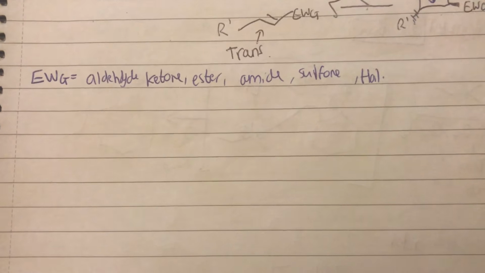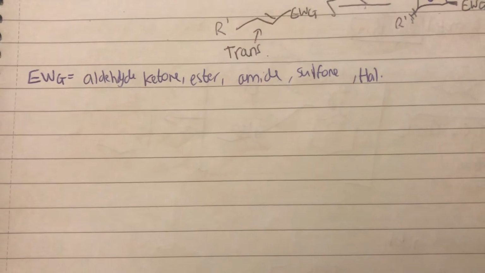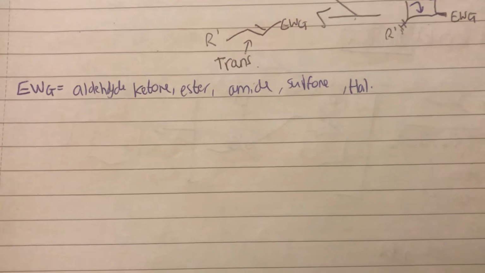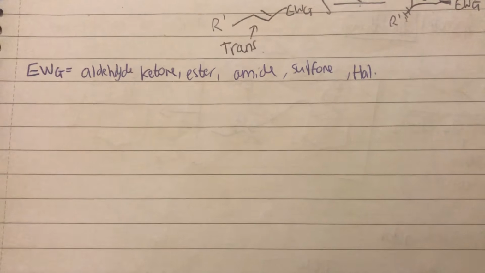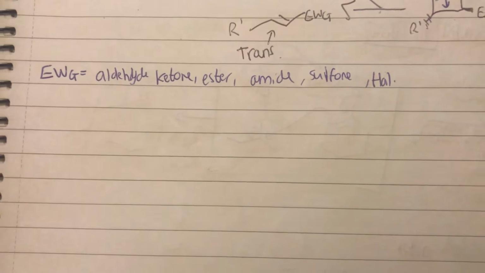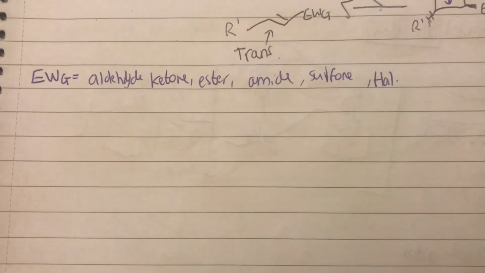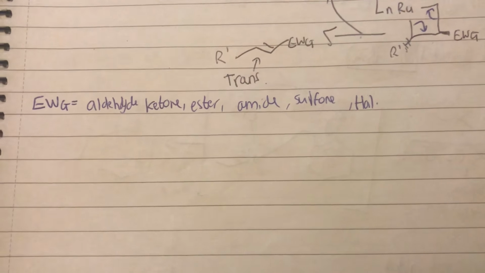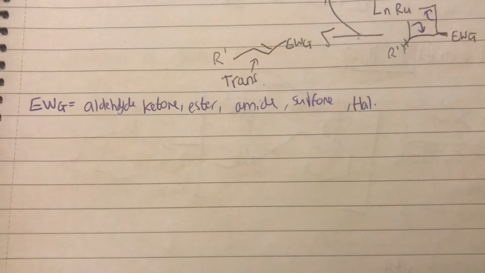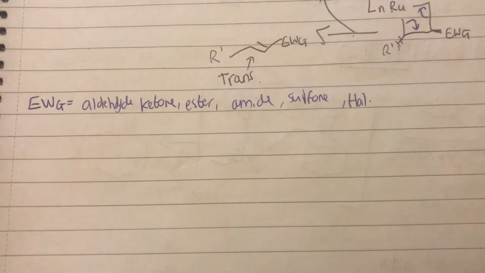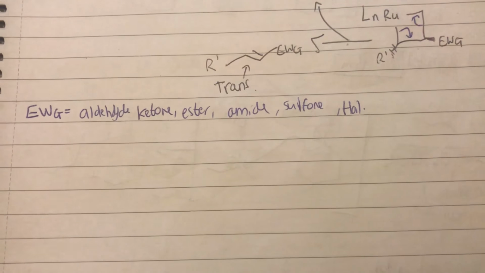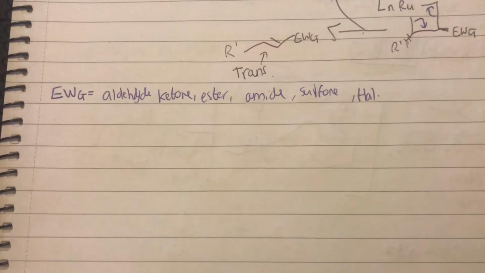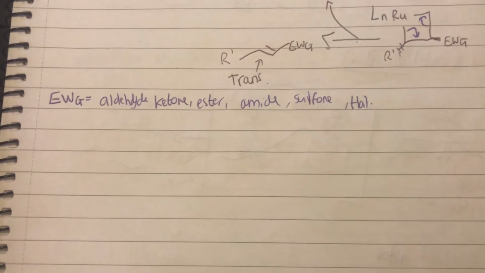And as you can see, typical electron withdrawing groups used are aldehydes, ketones, esters, amides, sulfones, and halogens. If you get really stuck, or if there's something in the exam that uses a halogen, just look out for a halogen, really. That's obviously a telling sign, something that's quite good to see. If you can't see a halogen, look for the others. But if you are asked to propose a cross metathesis mechanism, use a halogen because it's easier.